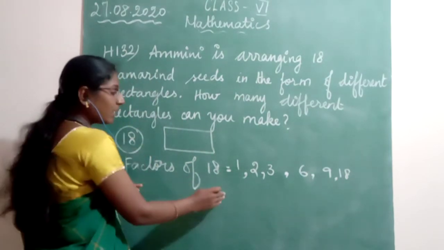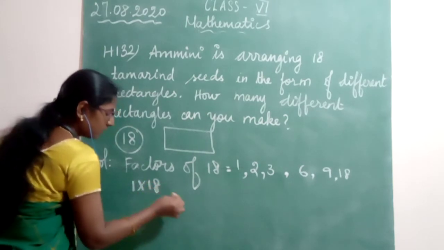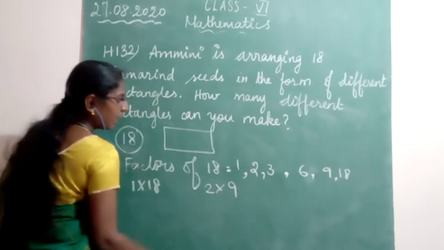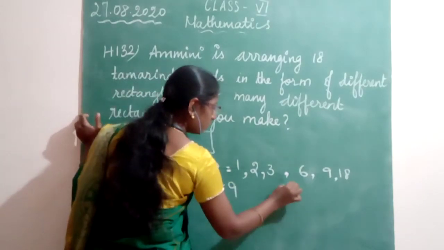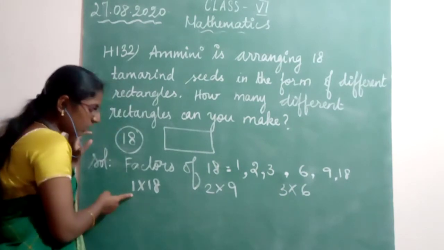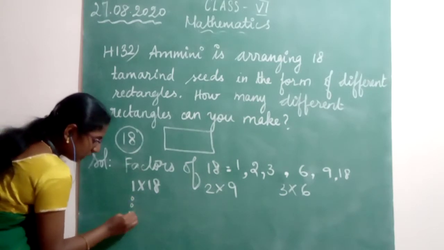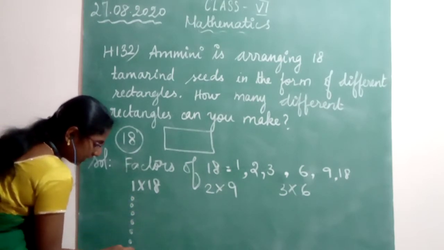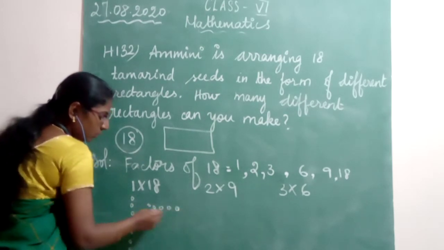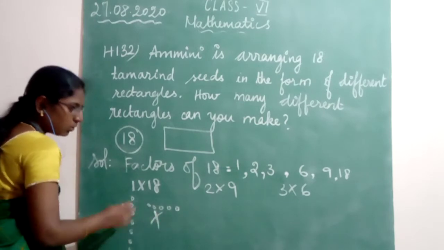So how can you write this actually? You can write this as 1 into 18, then 2 into 9 and 3 into 6. Is it clear? If you take 1 into 18, you can have 18 seats one below the other in vertical order, or in horizontal order, 18 seats like this. So you cannot get a rectangle in this way also and this way also. See, these two are not possible.